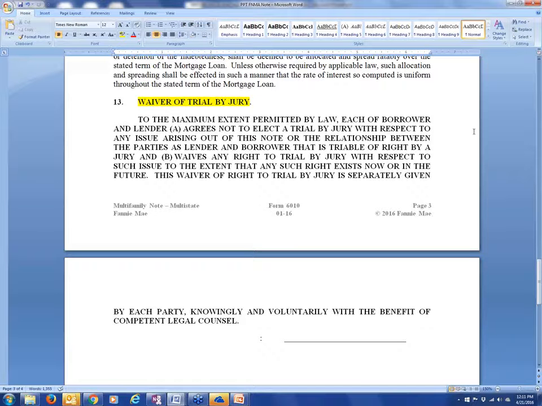Now, just ask yourself something. Why does this matter so much to Fannie Mae that they put it right in the very first document in all caps? Why is that?